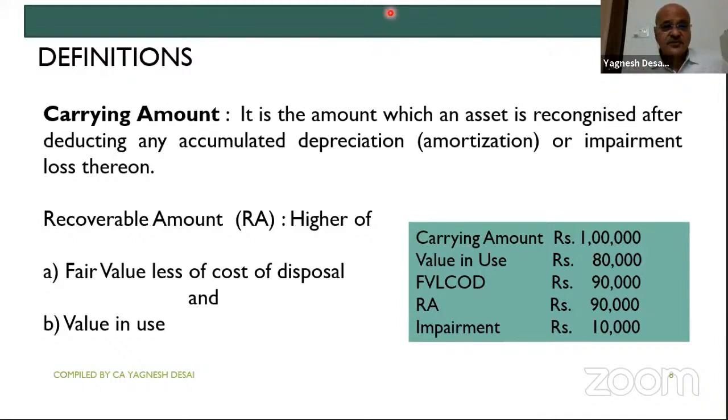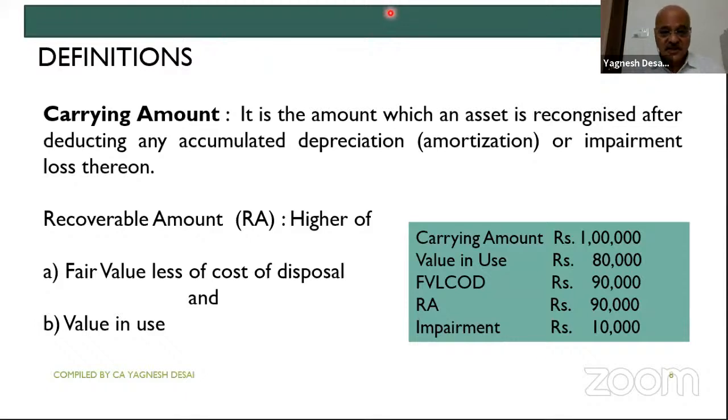If the indicators of impairment are there, if there are indicators for all assets, but for few other class of assets. What are the few other class of assets? Intangible assets with indefinite useful life, intangible assets not yet ready for the use and goodwill. For example, Bharti Airtel has paid huge money for the 5G license, but are they going to use this license today? No. So that's known as an intangible asset not yet ready for use.